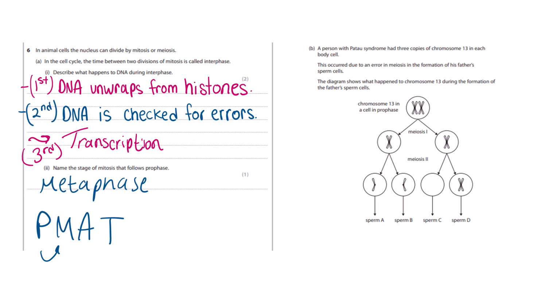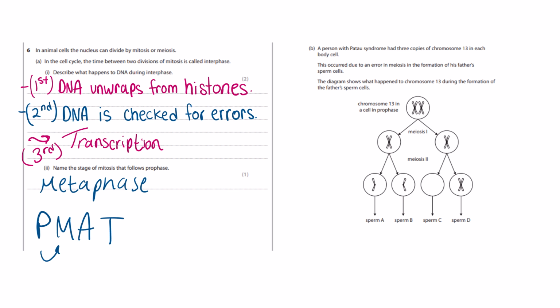Okay, question number 6. In animal cells, the nucleus can divide by mitosis or meiosis. In the cell cycle, the time between two divisions of mitosis is called interphase. Describe what happens to DNA during interphase.